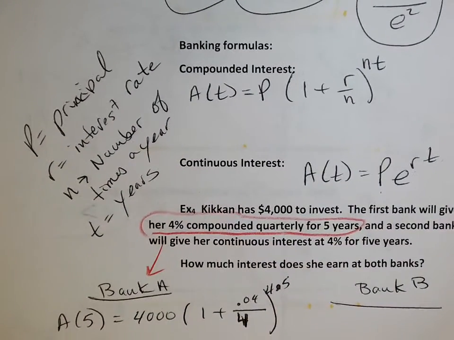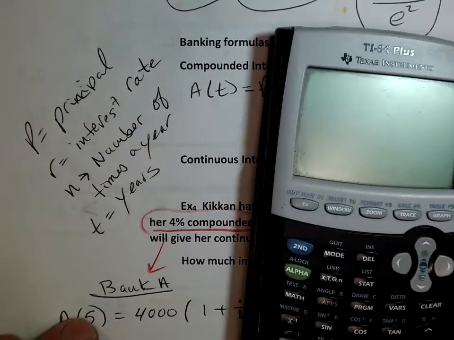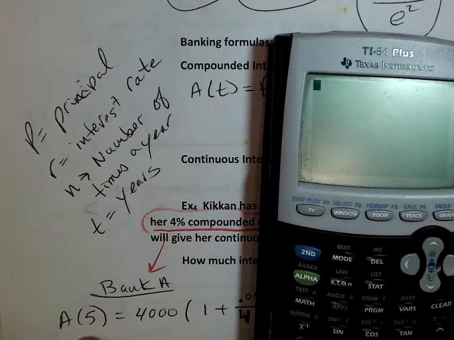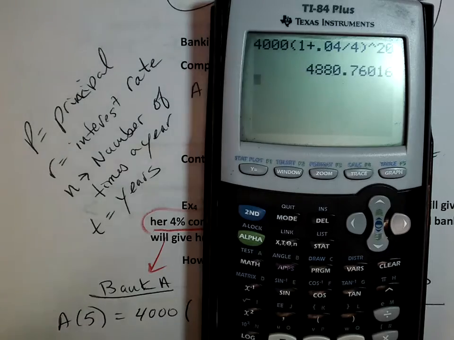So we just used this formula. Put in 4,000. You have to have the 1. The 1's super important because you want your original money back, right? R is the interest rate. I changed 4% to 0.04. Quarterly, there's my 4, to the 4 times 5. And I just use my calculator. I'm going to go 4,000 times 1 plus 0.04 divided by 4, to the power of 20, right? 4 times 5 is 20.